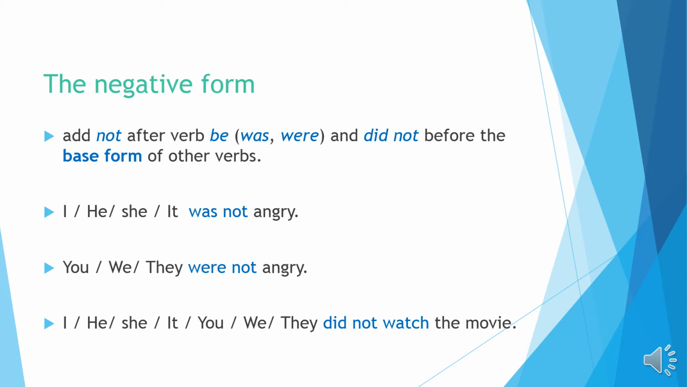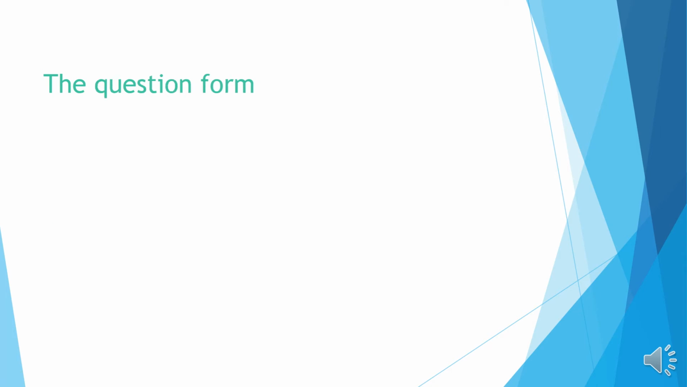If we don't have verb be and we have a base form of the verb, then we must use did and not with the main verb or with the action verb with I, he, she, it, you, we, and they. So they did not watch the movie.